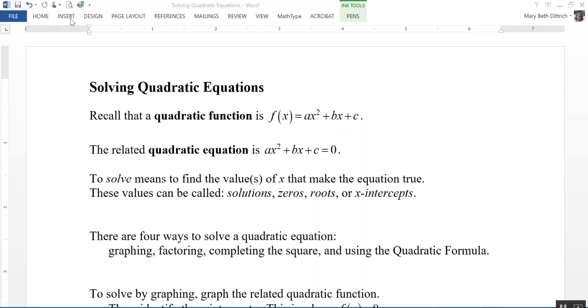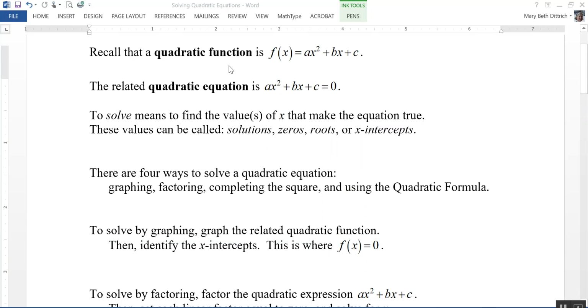This video is on solving quadratic equations. Recall that a quadratic function is f of x equals ax squared plus bx plus c. The related quadratic equation is ax squared plus bx plus c equals 0. To solve this equation means to find the values of x that make this equation true. These values can be called solutions, zeros, roots, or x-intercepts.